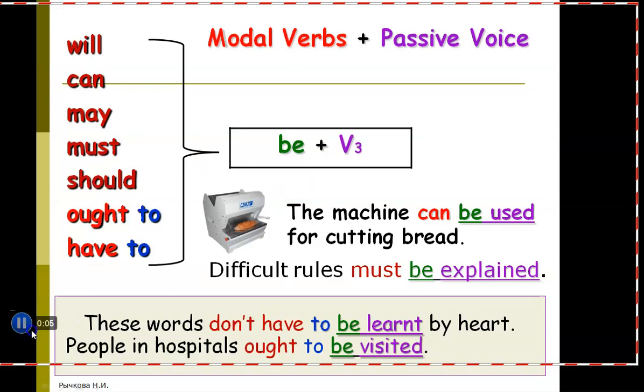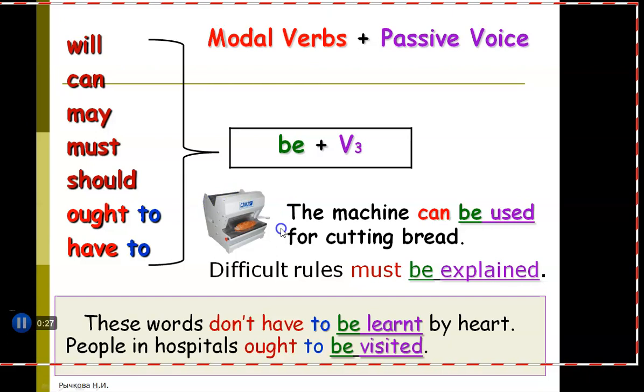Hello my dear students, in today's lesson we're going to talk about the modal verbs. What are modal verbs and what kinds of modal verbs can you find? For example, will, can, may, must, should, ought to, have to, all of them are modal verbs. Must be plus verb 3.